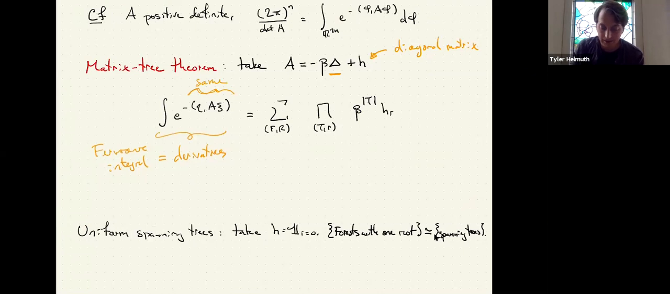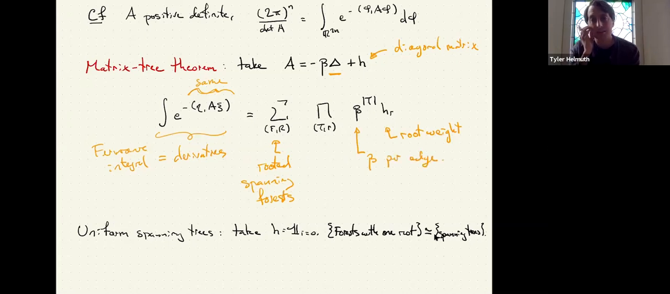On the right-hand side, what we have is a sum over rooted spanning forests. So that means that it's a forest, and in every tree you have a designated vertex called the root vertex. And then for every root vertex, you pick up a weight of the root, and you get a beta per edge. So this might not look exactly like the matrix tree theorem that you're most familiar with. It's sometimes called the all-minors matrix tree theorem.